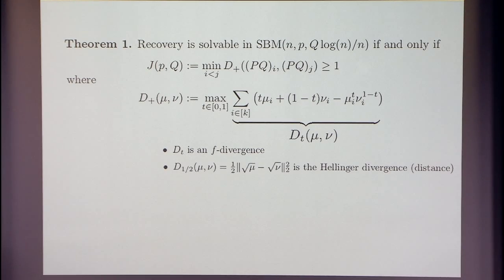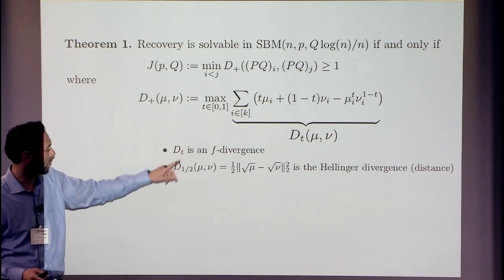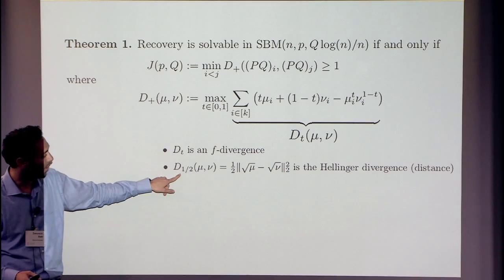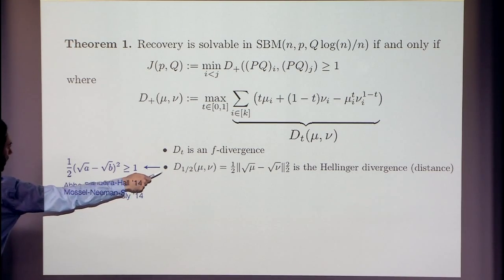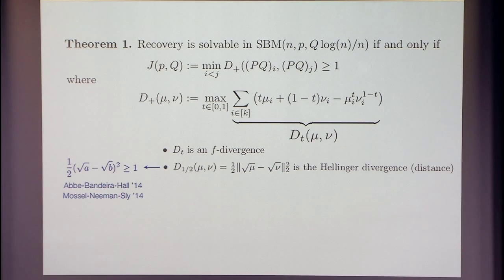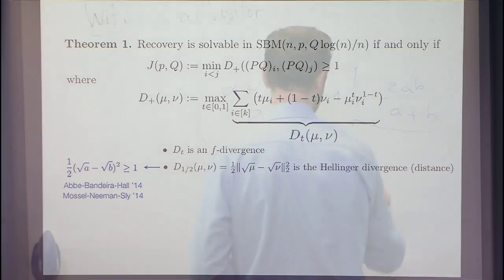So it's actually not an f-divergence if you maximize over t, but if you just plug in half here, then it's the Hellinger divergence or distance. In fact, the maximization over t is at half for the symmetric block model, in which case you recover the result that we had before. This is the rewriting of this in the symmetric case, and this is exactly the same as (a+b)/2 more than 1 plus the square root of ab.